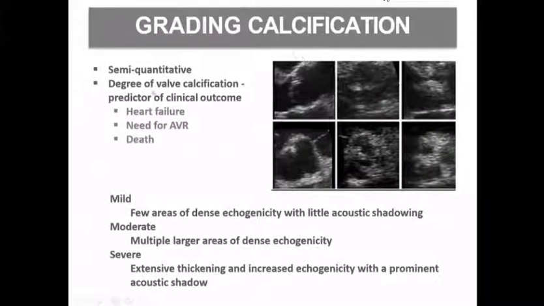So grading of the calcification, sometimes examiners will ask. There is not a very clear-cut grading system, but it is given like that. Degree of valve calcification is a predictor for the outcome, the need for AVR, death, and heart failure. So mild: only a few areas of dense echogenicity with little acoustic shadowing. Moderate: multiple large areas of echo density. And when it is severe, there is a prominent acoustic shadow, like we saw in the stone, when you put the Doppler on 2D. There is the acoustic window.